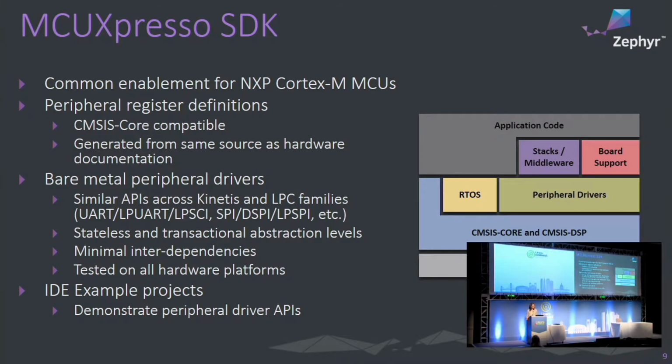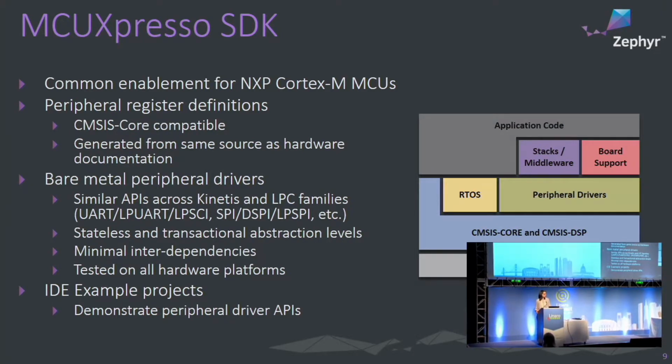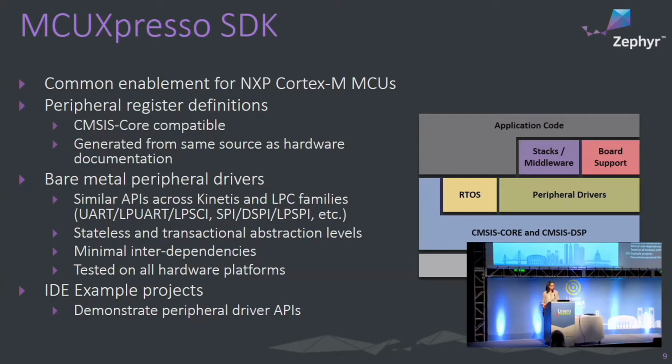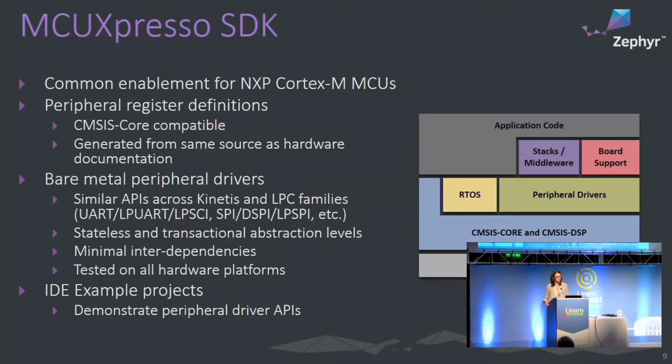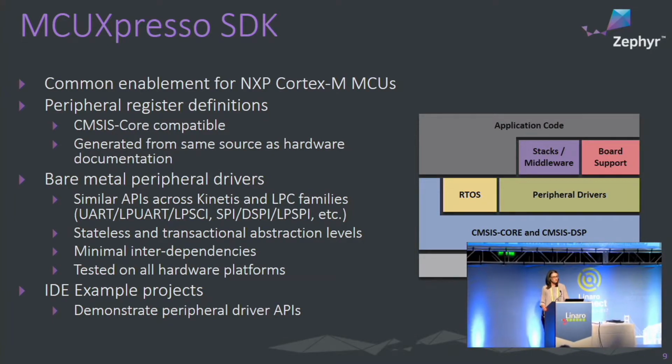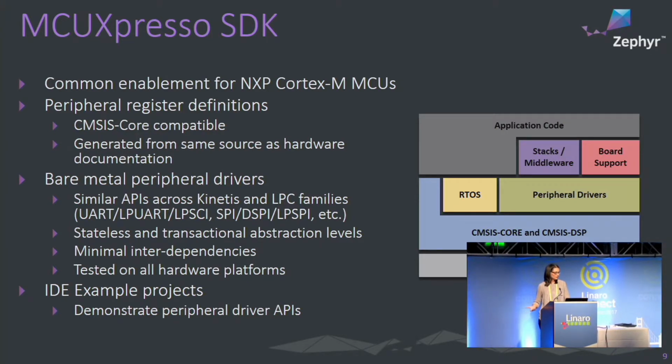Moving on to the bare metal peripheral drivers that are part of the SDK. We built very similar APIs across Kinetis and LPC families. That means we have quite a few different flavors of different protocol IPs. For example, this is a bit of an alphabet soup, but you see UART, LPUART, and LPSCI. These are different UART IP blocks that we have on different Kinetis devices. In the MCUXpresso SDK we built similar APIs across these.